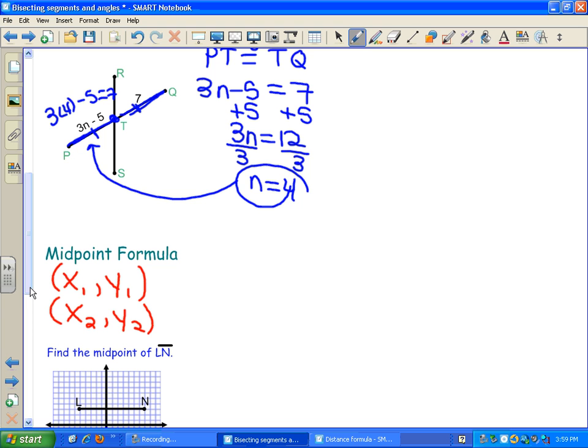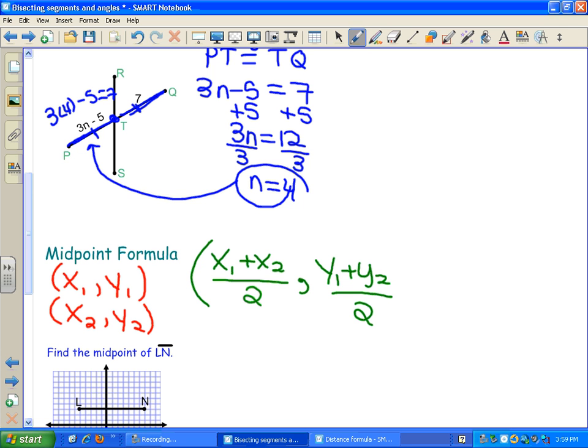And when we find the middle of something, we add the corresponding parts together and then divide by 2. So here's what I mean. I'm going to go ahead and take x1 and add the other x value to it, divide by 2. And then I'm going to take my y1 and I'm going to add my y2 and I'm going to divide that by 2. Using this formula is going to give me the midpoint of any segment.